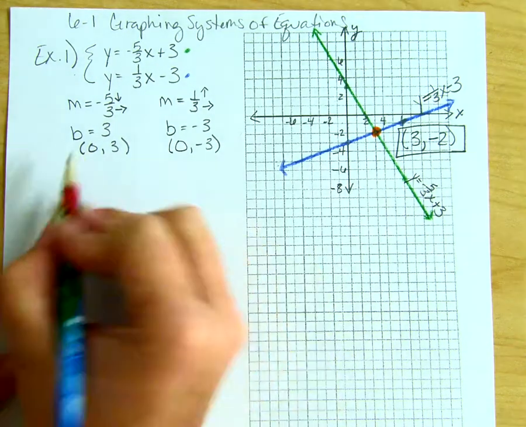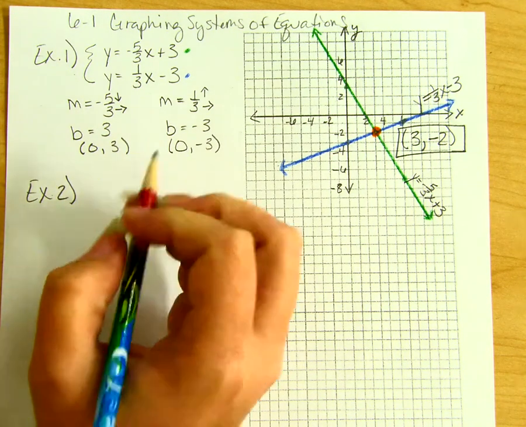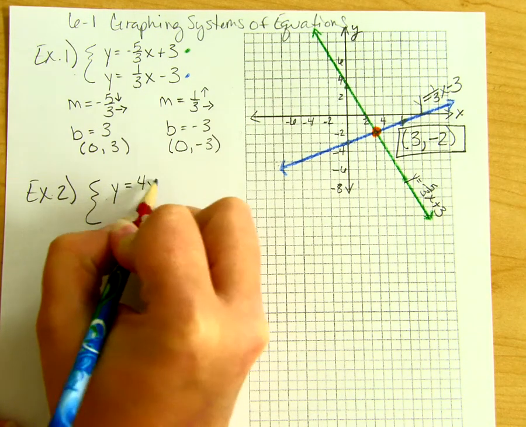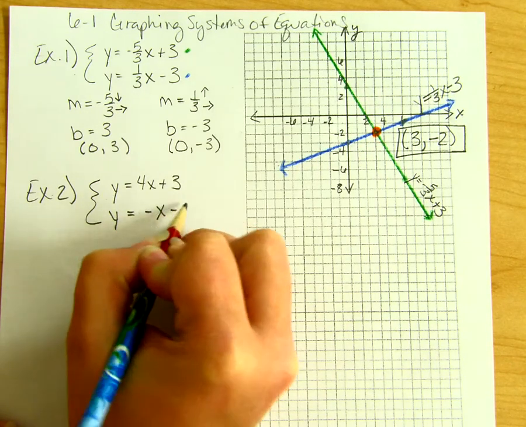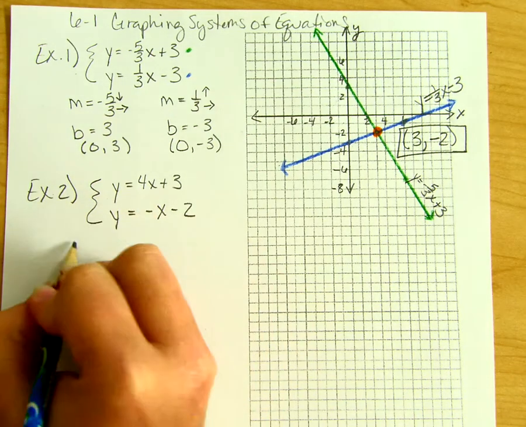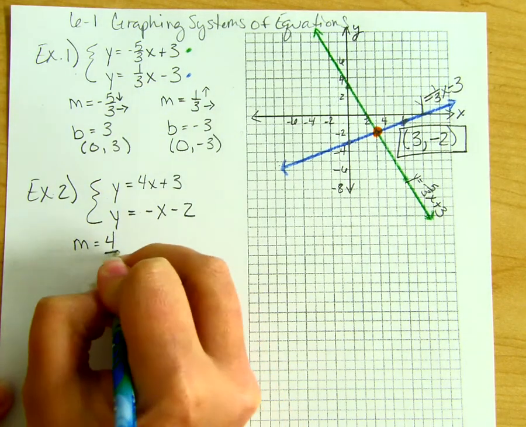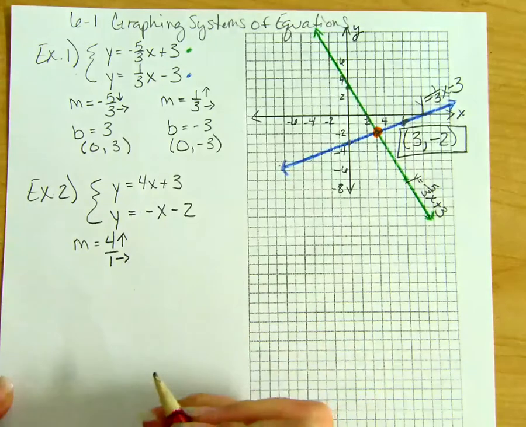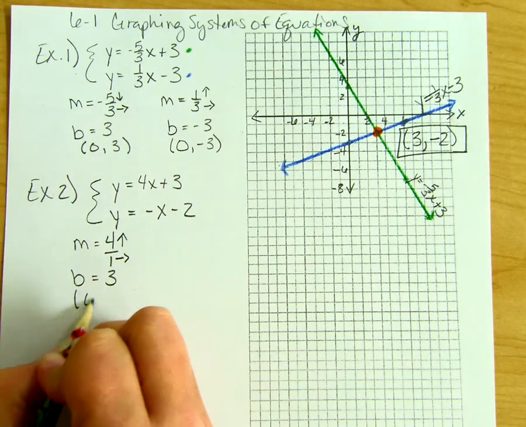Let's do one more example of that. Example 2. They give me the system y equals 4x plus 3 and y equals negative x minus 2. For the first equation, my slope is a positive 4, which I can represent as a fraction by putting it over 1. And that says I'm going to go up 4 to the right 1. My y-intercept is again a positive 3 like it was up here. So that's the ordered pair 0, 3.